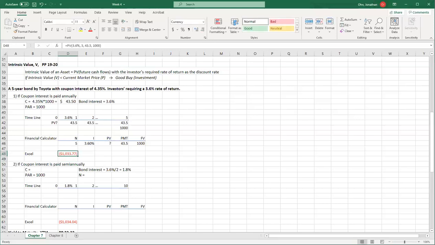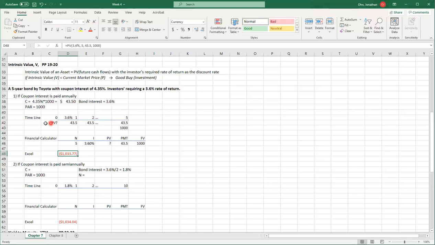It gives you $1,033.77. The reason why it comes out as a negative value is that to get this bond, these cash flows, you have to pay $1,033.77. So that's your payment. That's why it's in negative value, right?